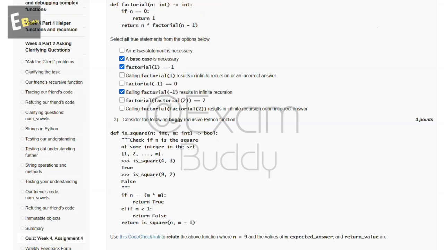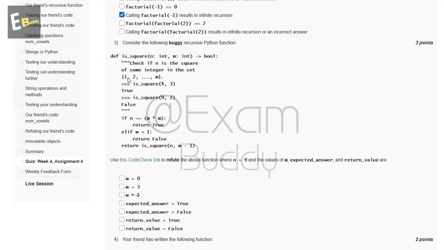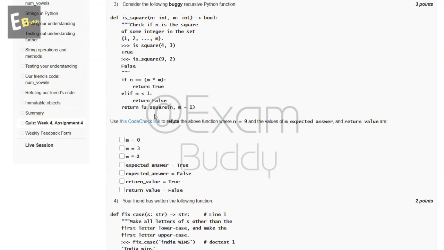Now the third question is, consider the following buggy recursive Python function. So this is our function, and the question is, use this code check link to refute the above function where n equals 9 and the values of m, expected_answer and return_value are. So these are the options, and the answer of our third question is m equal to 3 and expected_answer equal to true, and return_value equal to false.